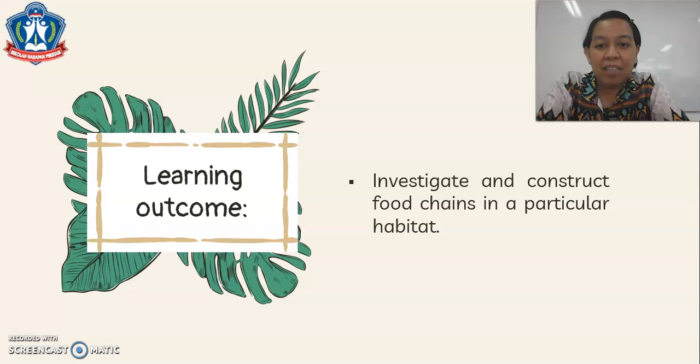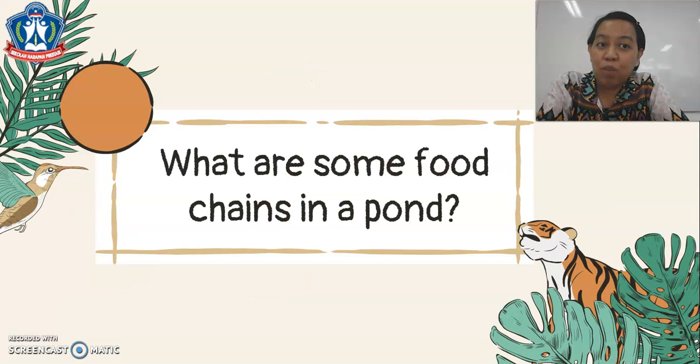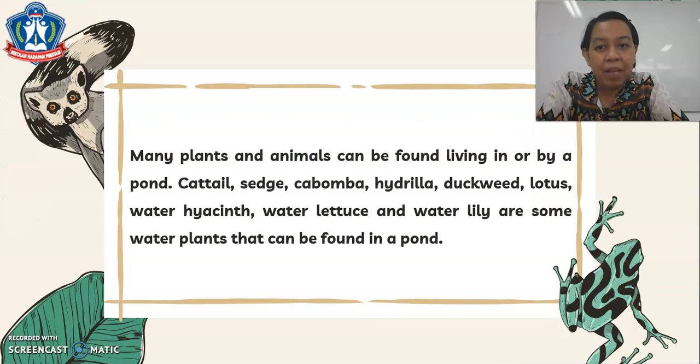To start, what are some food chains in a pond? Many plants and animals can be found living in or by a pond. Cattail, sedge, kapamba, hydrilla, duckweed, lotus, water hyacinth, water lettuce, and water lily are some water plants that can be found in a pond.